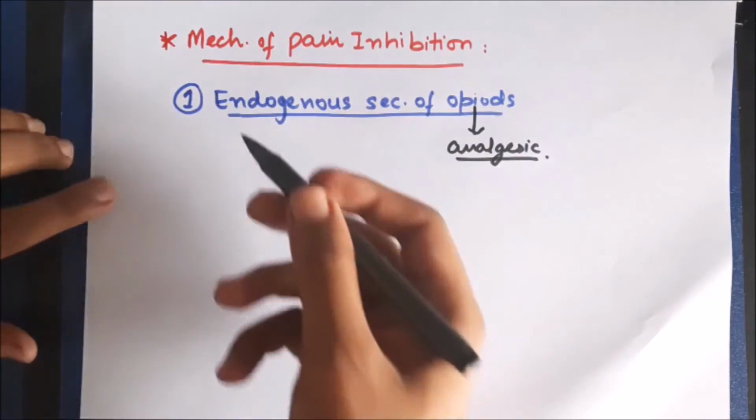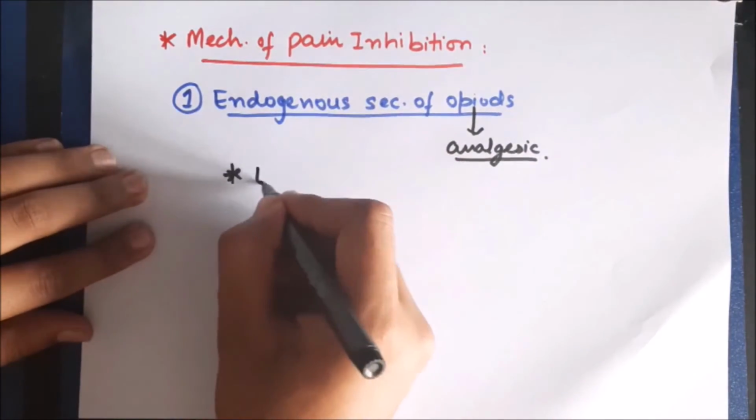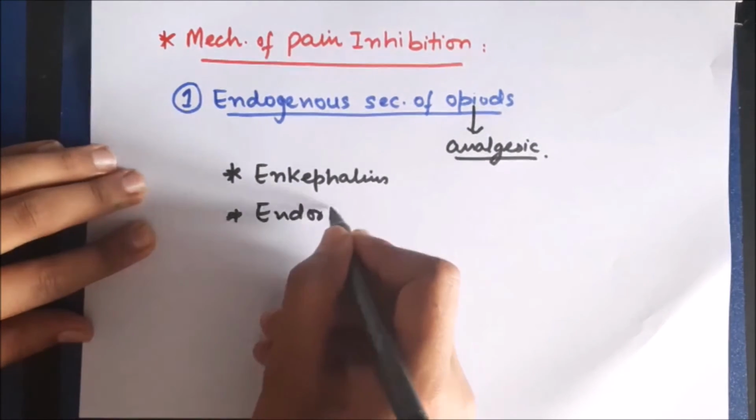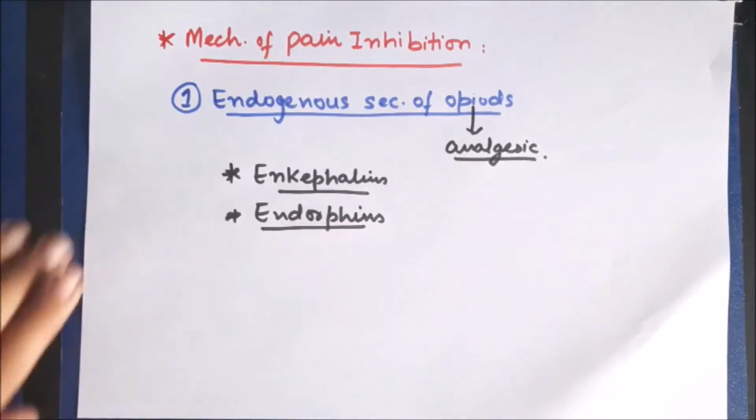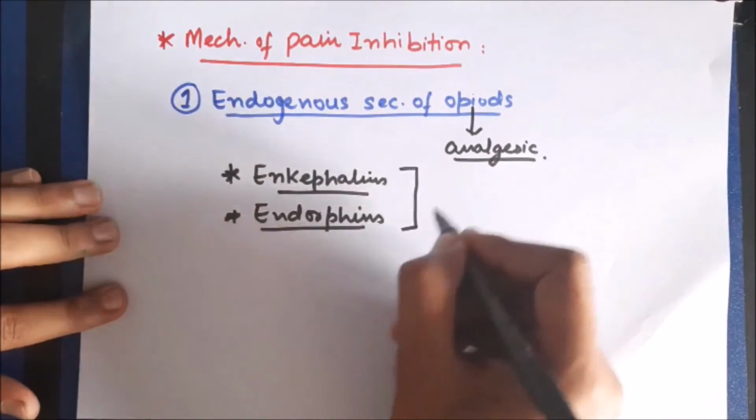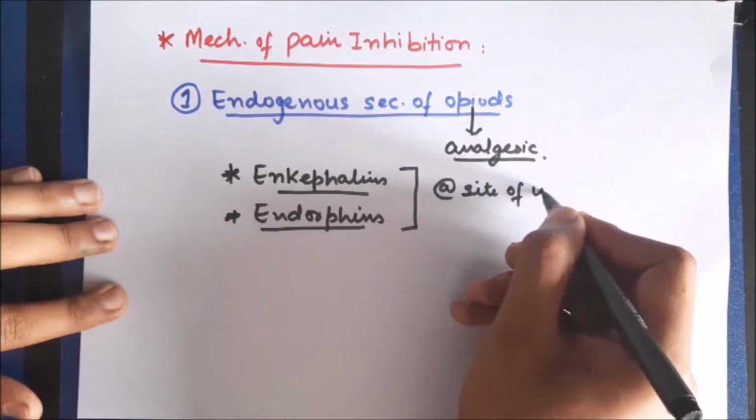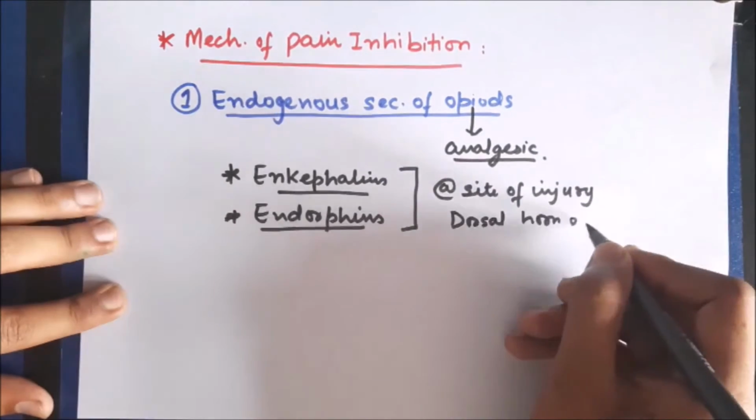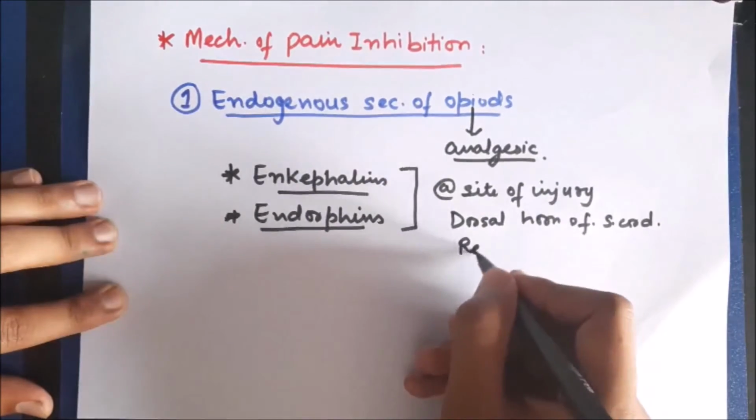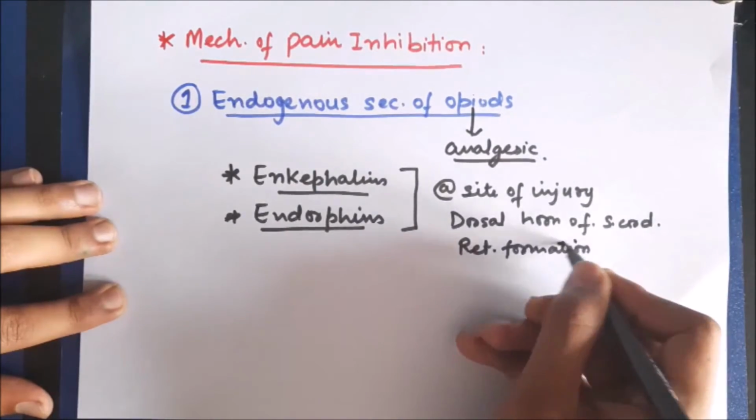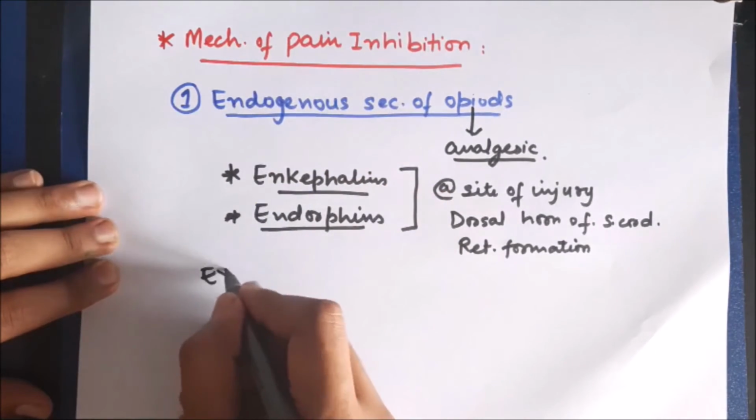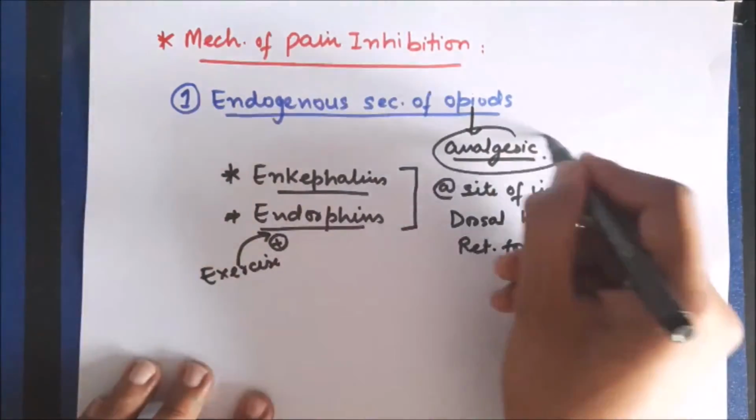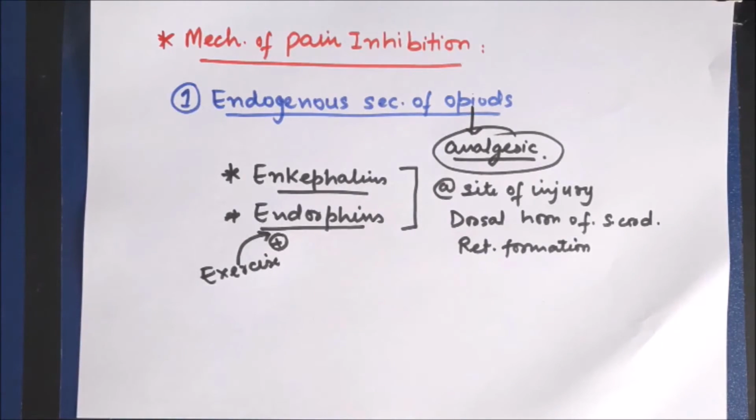Our body endogenously produces some substances which act as opioids. These include enkephalins and endorphins. Whenever enkephalins and endorphins are produced in our body, there is inhibition of pain pathways which decreases pain. Now these substances are produced at the site of injury. They are also produced in the dorsal horn of spinal cord, and in the reticular formation of the brainstem. These are some of the sites where these endogenous opioids are produced, and exercise causes more release of endorphins and that decreases pain.